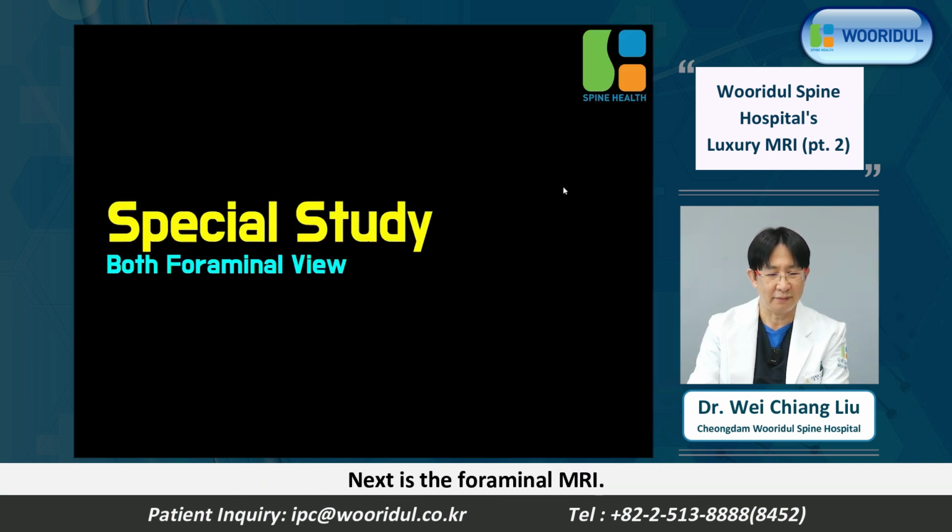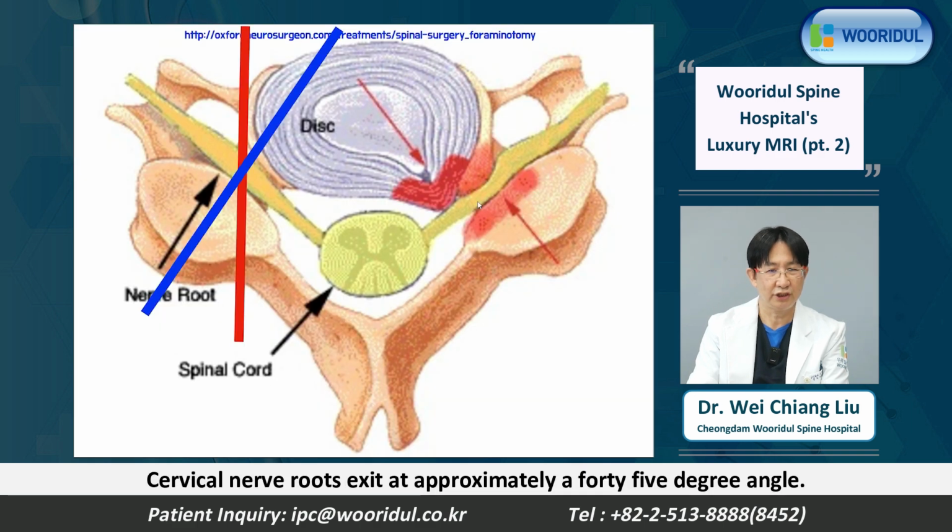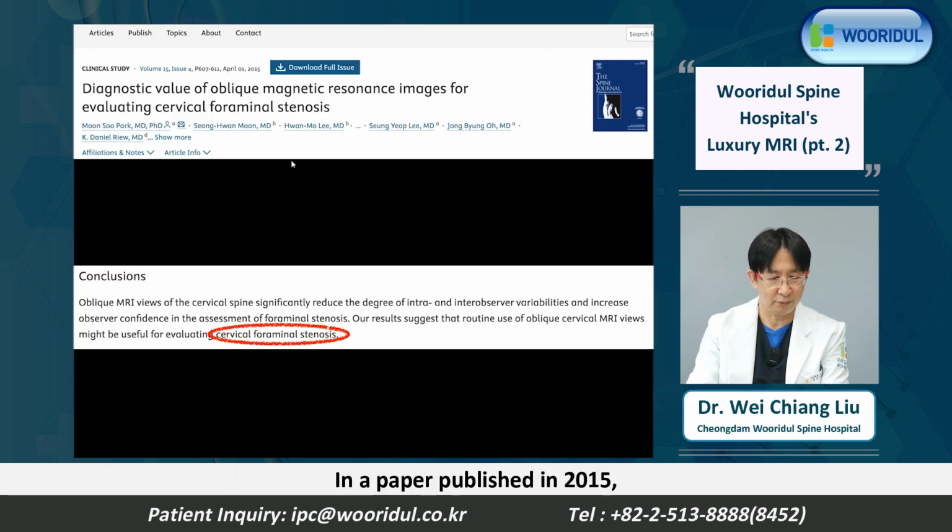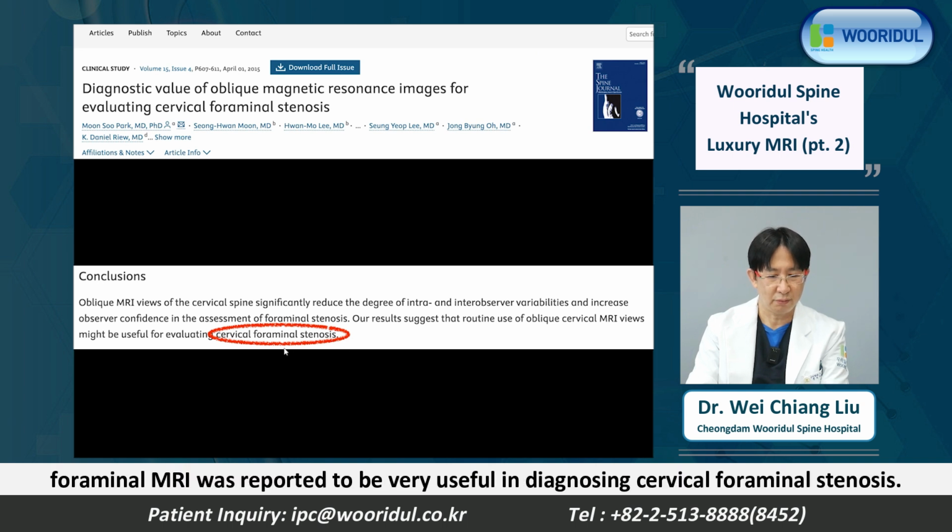Next is the foraminal MRI. Cervical nerve roots exit at approximately a 45-degree angle. Because conventional MRI is taken at 90 degrees, the cervical foramen and nerve roots may appear oblique or may not be clearly visualized. Foraminal MRI is obtained at approximately 45 degrees, providing a clearer view of the exiting nerve root. In a paper published in 2015, foraminal MRI was reported to be very useful in diagnosing cervical foraminal stenosis.